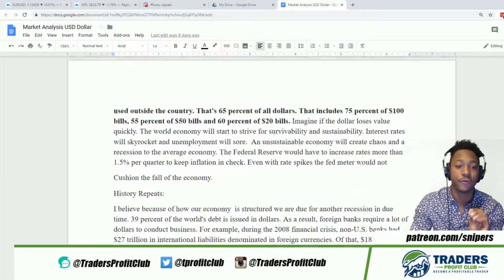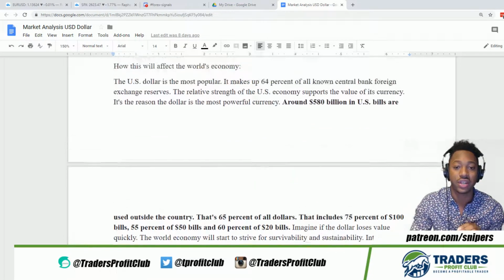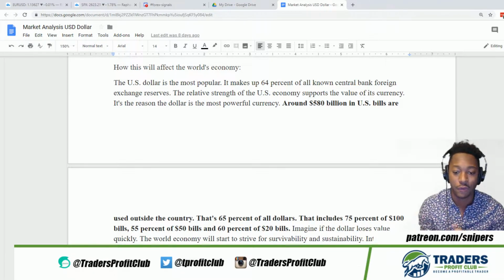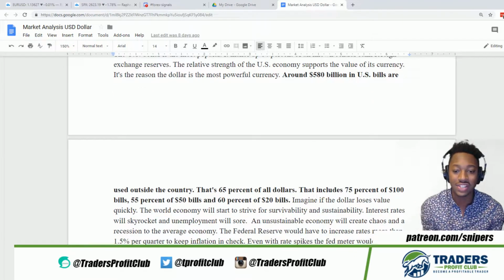So to go into further detail, I want to show you guys this. So around $580 billion are used outside the country on a yearly basis, right? So that's 65% of all dollars. That includes 75% of all $100 bills and so forth. So this is showing you guys how powerful the US dollar is. So imagine if the US dollar loses value quickly. As we can see in 2019, it's losing value very quickly.